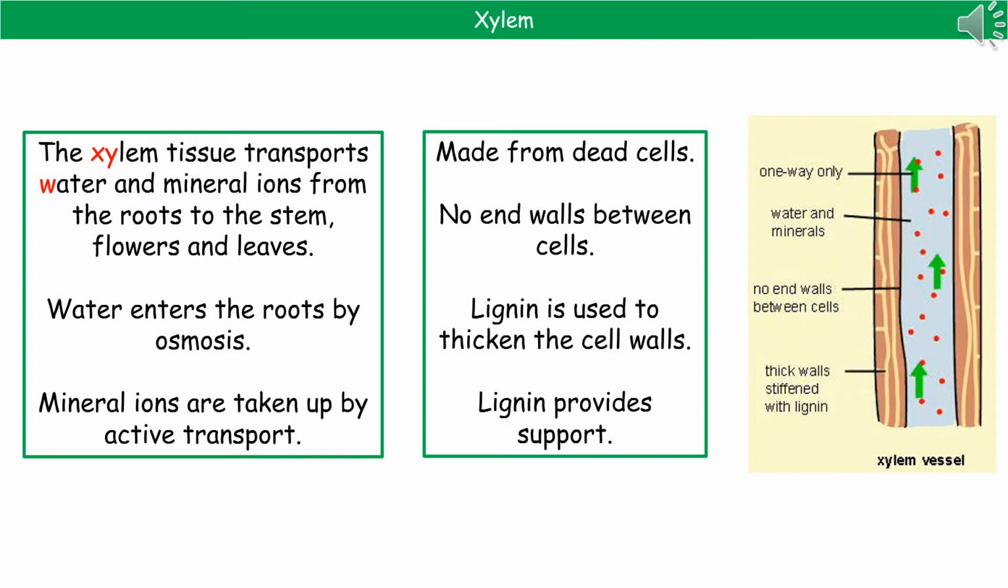The xylem tissue itself is made of dead cells because they've become thickened by lignin, so they no longer are living, and they've lost their end walls between the cells.